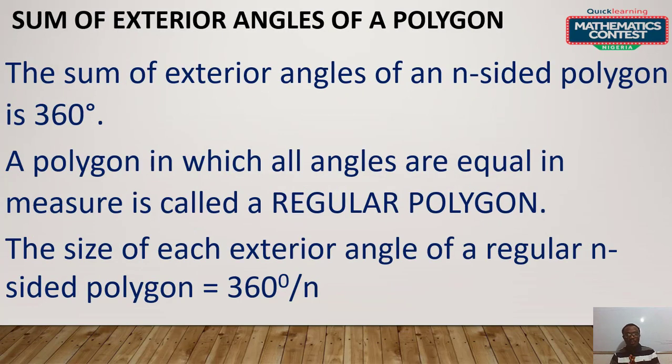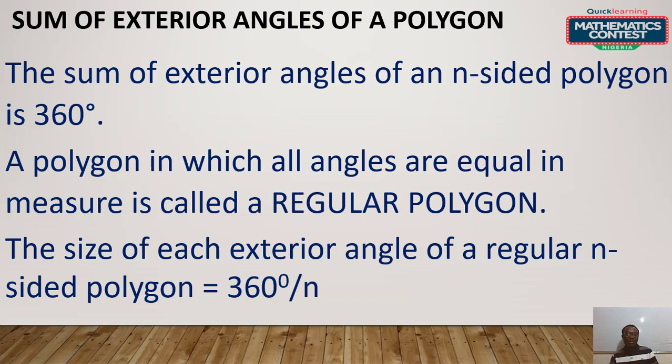But when it comes to exterior angles, the sum of the exterior angles of any polygon is actually 360 degrees. The sum of the exterior angles of any polygon is 360 degrees. Take note of that. Now, a regular polygon is a polygon that has all its sides equal and each interior angle equal.